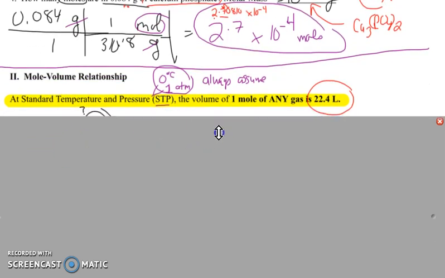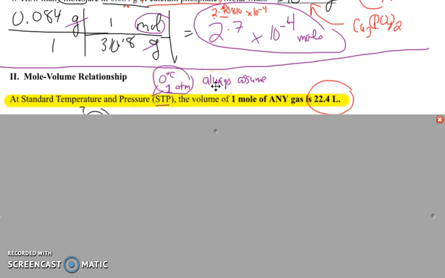So make sure you underline, highlight, star this. This is really important. This is a given you need to know. At standard temperature and pressure, which we abbreviate STP, the volume of 1 mole of any gas is 22.4 liters. Any gas, could be a noble gas, could be hydrogen, could be xenon tetrafluoride, anything. STP means 0 degrees Celsius and 1 atmosphere.